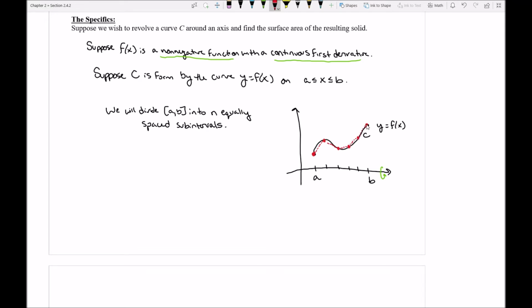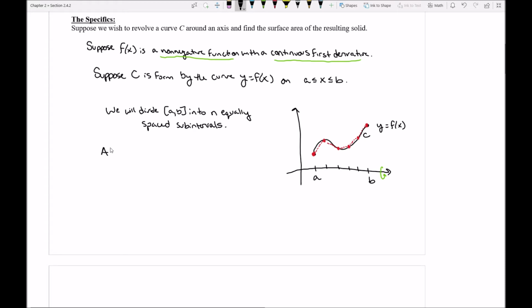Okay, and so again, we saw in the last section that we used these line segments to approximate the length of the curve, but we'll also see here that we can use them to approximate the surface area of the resulting revolved solid. Now again, I'll go ahead and just record down what we've done over here in words.